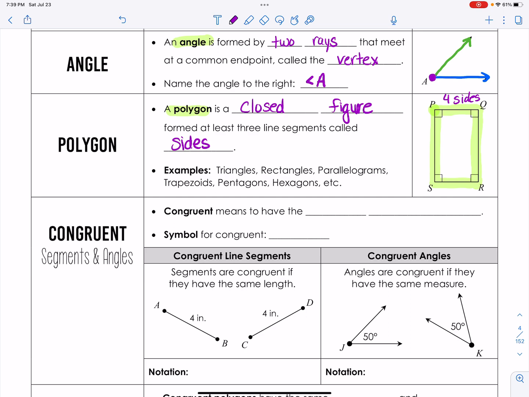Okay. Congruent, my next vocab word. Congruent means to have the same measure. Now, I wasn't there at the math meeting when they decided some of these symbols. But when you're talking about a measurement, like the side length, then you use this equal sign with a little squiggly on top. What that means is that you're talking about measurements.